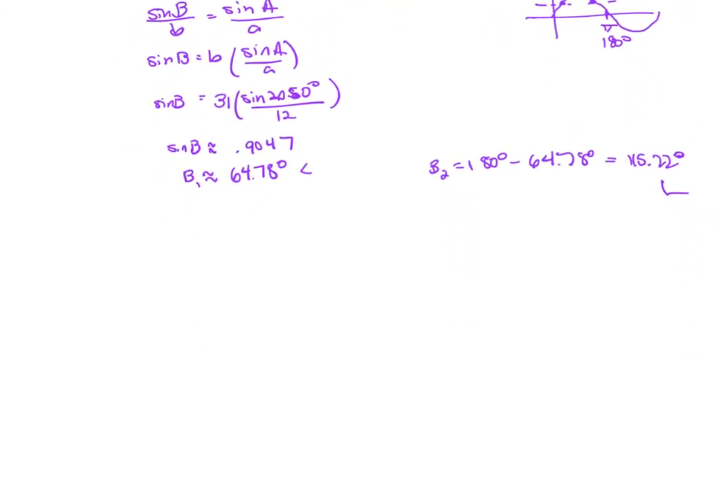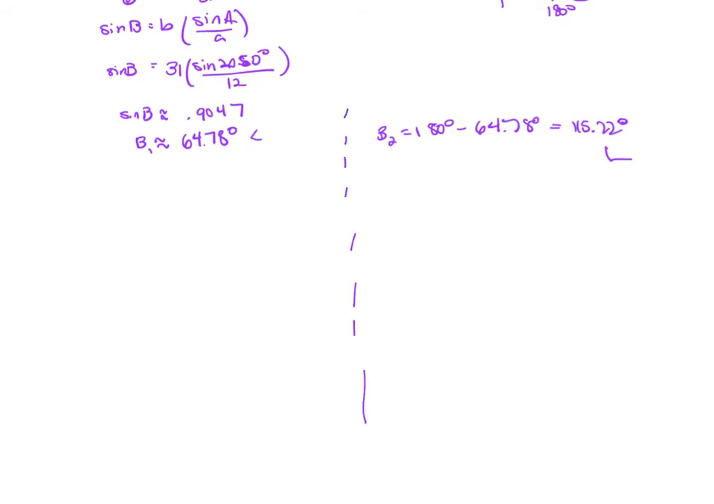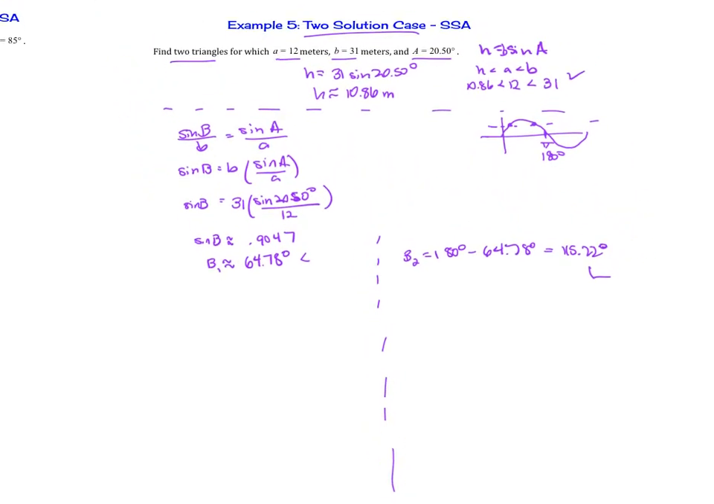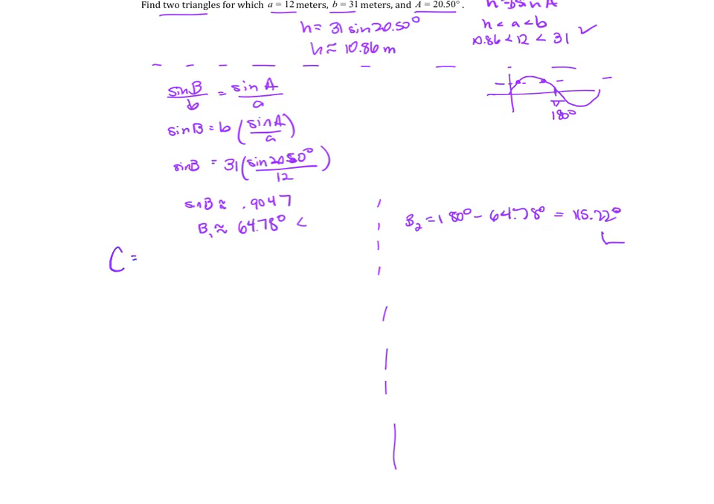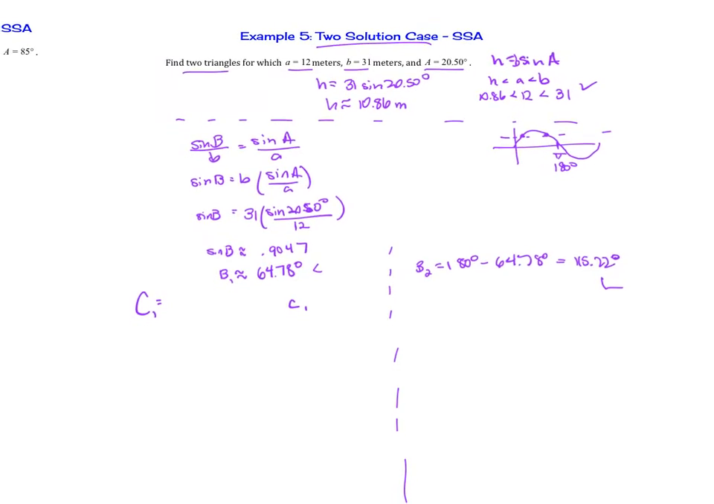So now that we know that, we're going to solve for both triangles. So what are we missing for both? Well, we need angle C, and then we also need the little c, so C1. So in order to find the angle C, we're just going to take 180 degrees minus 64.78 degrees minus 20.50 degrees. And so we find in that case that C1 is 94.72 degrees. So that is C.